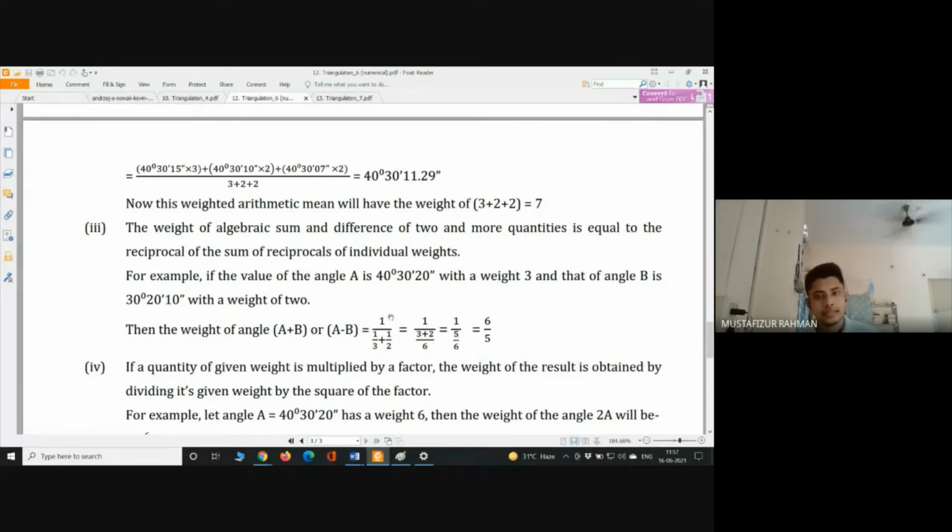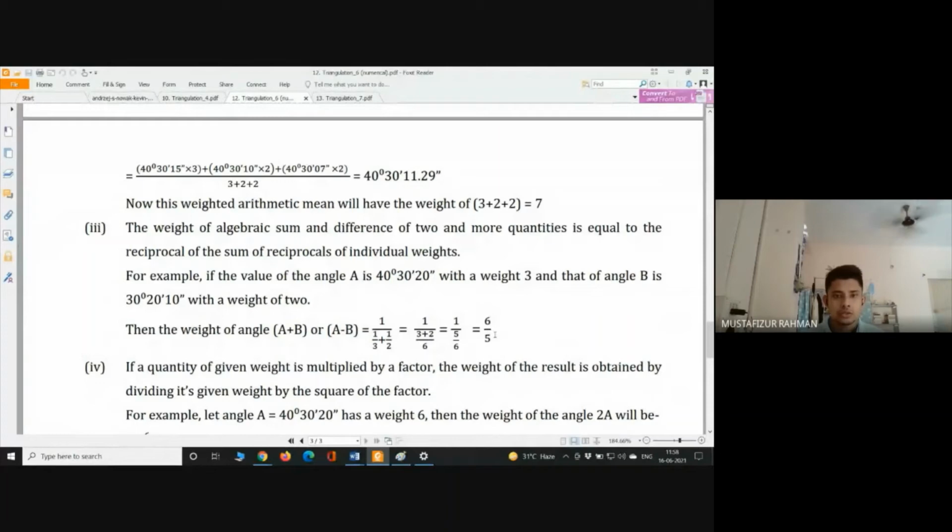what will happen? This is the law of the weight. It is going to be 1 divided by, 1 by the weight of angle A plus 1 by the weight of angle B, right? If we do the maths here, it comes out to be 6 by 5. Because we are adding or subtracting, the possibility of making an error increases. That is why initially it was 3 and 2 for the angles respectively, but now it is somewhere 1 point something, 1.2. Now the weight is 1.2 for the angle A plus B or A minus B.